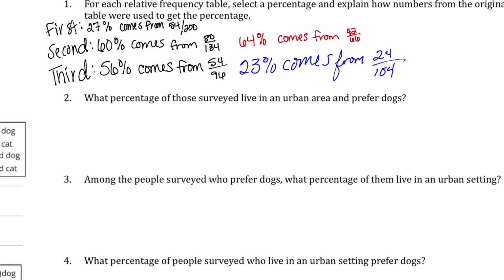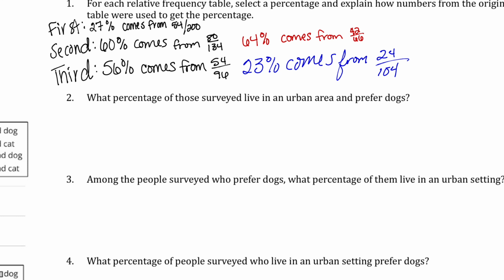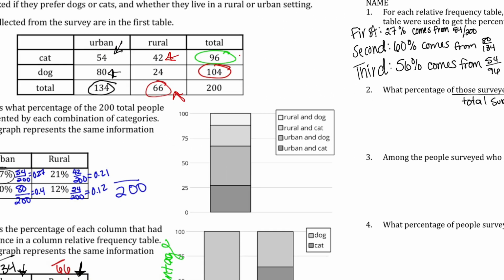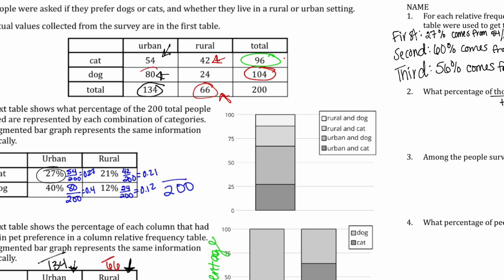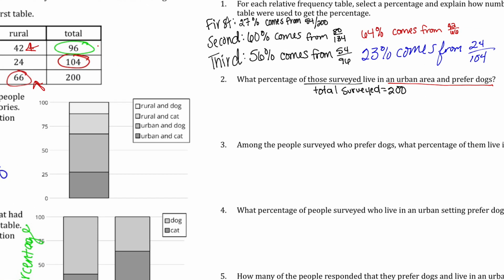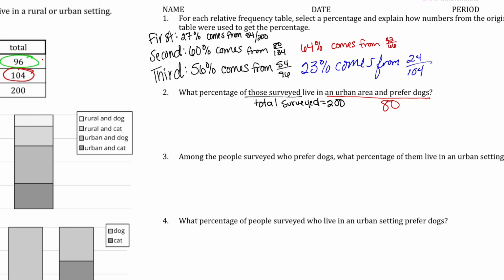All right, now we're going to answer these questions. What percentage of those surveyed live in an urban area and prefer dogs? So we are looking at all or total surveyed. That was 200 people. And we're looking specifically at one square, urban dogs, which is this one. So we're going to have 80. We're going to say 80 divided by 200 equals 0.40 or 40%. That's all you got to do for that one.